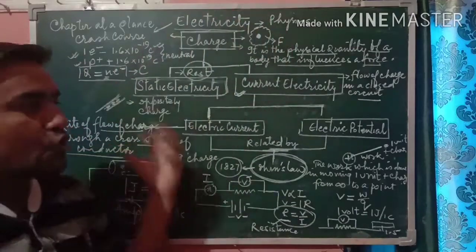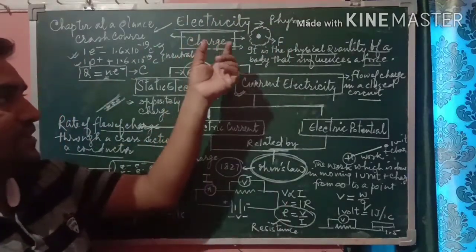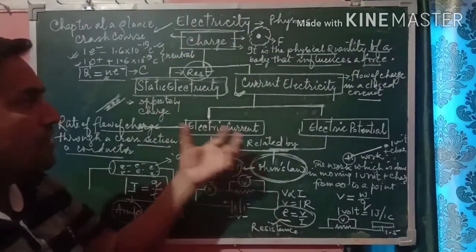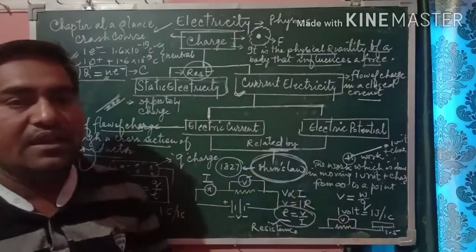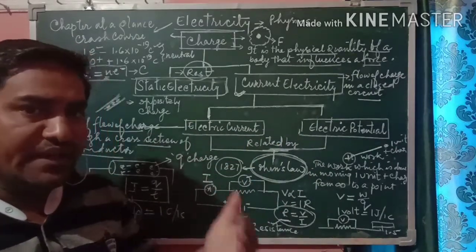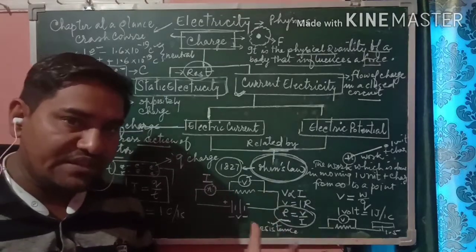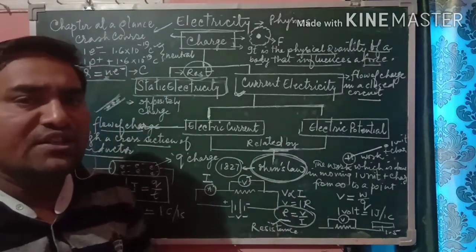Here, in a very short way, I have given you a quick recap of the chapter electricity, in which I have given all the basic differences and basic definitions which you have to read. Okay students, thank you. In the next video I will explain resistance and its factors, resistivity, and then the combination of resistors.